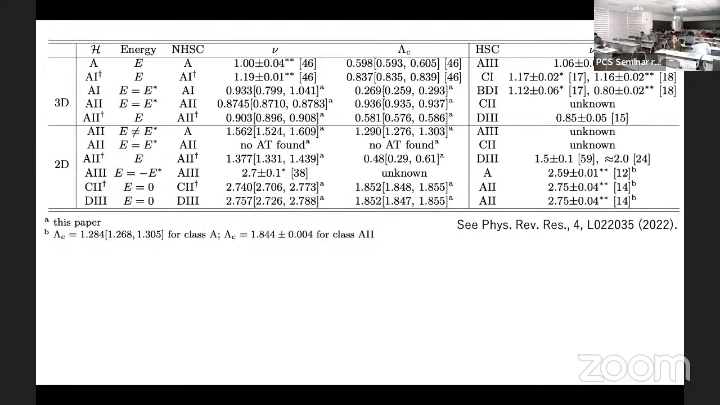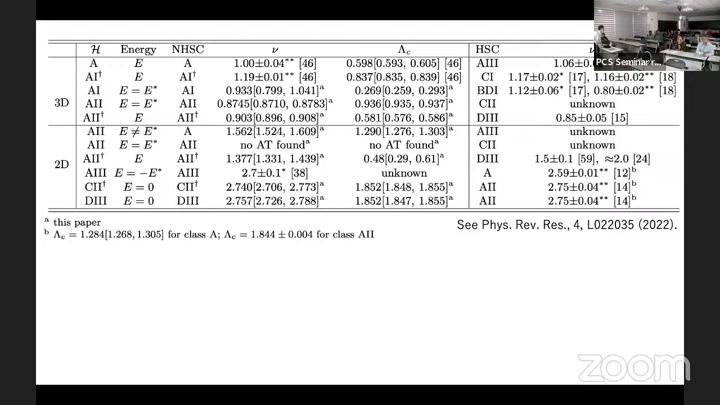And this is the summary of numerical calculations to support the correspondence. And I want to emphasize that not only the exponent, but the critical value lambda c, which is the value of lambda at the critical point and is thought to be universal, coincides with what we calculate for the Hermitian system. Not only are the exponents the same, but this critical lambda c is the same as for the Hermitian system.